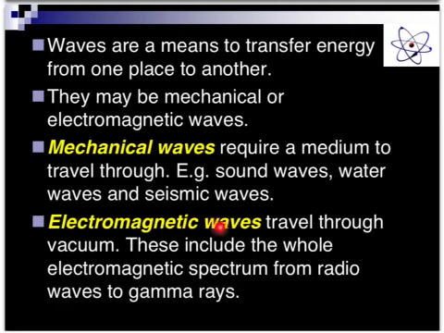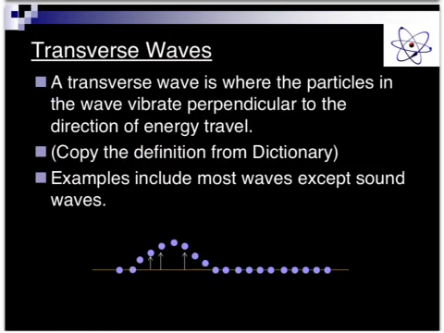Now, electromagnetic waves travel through vacuum. These include the whole electromagnetic spectrum going from radio waves right through to gamma rays. There are two categories of waves. One is transverse and the other one is longitudinal.